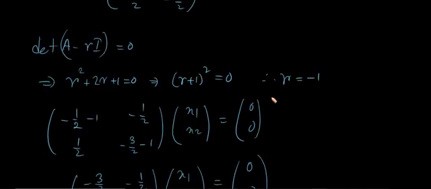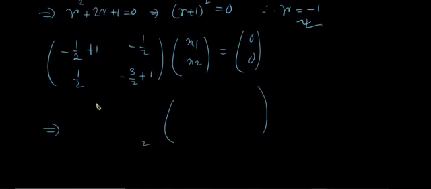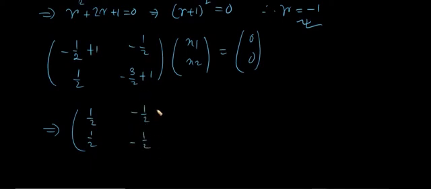Oh yes, I made a mistake, I'm sorry about that. Instead of minus 1 there should be a plus 1. I'm really sorry about that, because this eigenvalue itself is minus 1, so this should be plus 1. Sorry, I need to get rid of this section over here. So again, minus 1/2 plus 1 is just 1/2. This will be 1/2, this will be minus 1/2, and this will be minus 1/2.